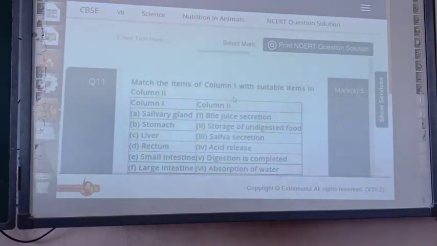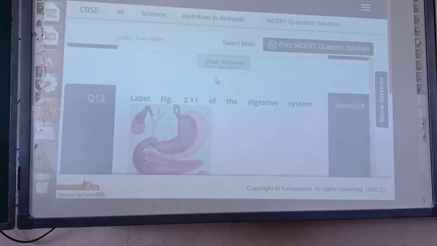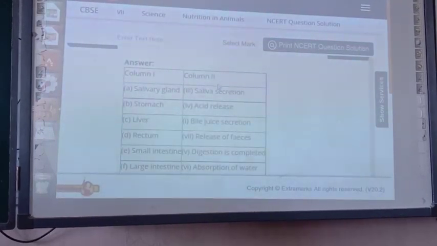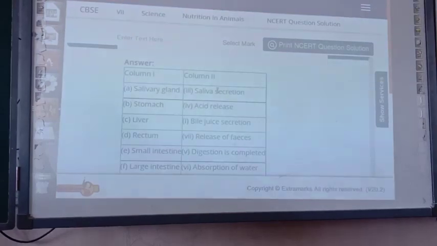This is the match-the-pair question, which I already taught you. Again you can see: salivary gland, saliva secretion; stomach, acid release; liver, bile juice secretion; rectum, release of feces; small intestine, digestion is completed; large intestine, absorption of water. I already taught this, again I am flashing it, you can see.